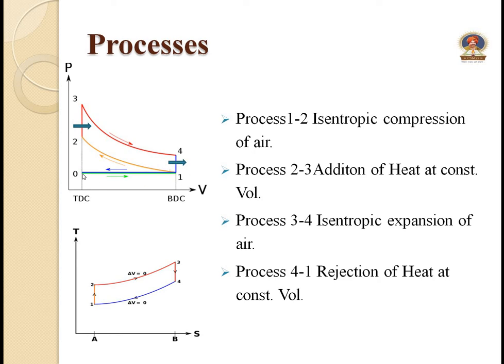But what happens during 0 to 1 and 1 to 0? At the beginning of the cycle, suction takes place, that is from 0 to 1. For compression we need air from the atmosphere, which is sucked in during this suction stroke from 0 to 1, and at the end of the cycle the burnt gases are exhaled to the atmosphere during this 1 to 0 process. So these two processes are not shown in the Otto cycle.